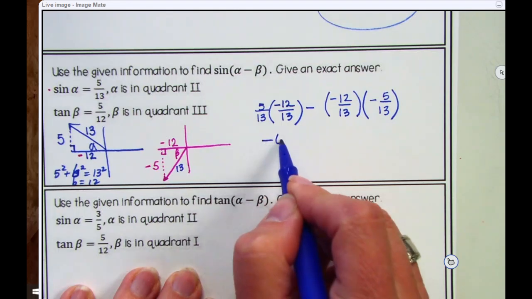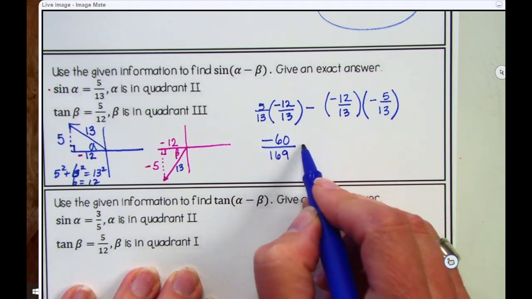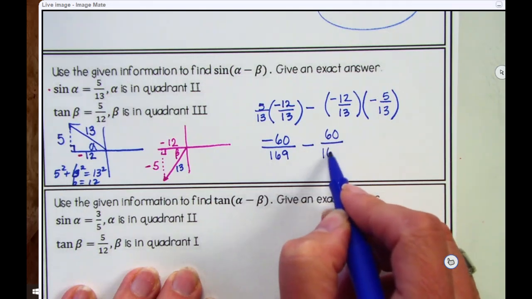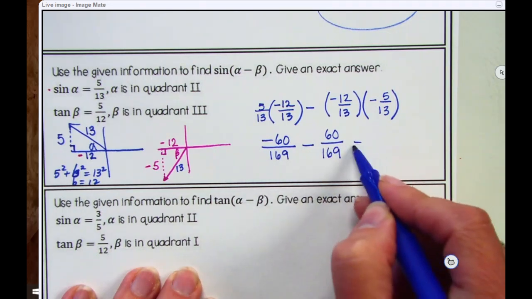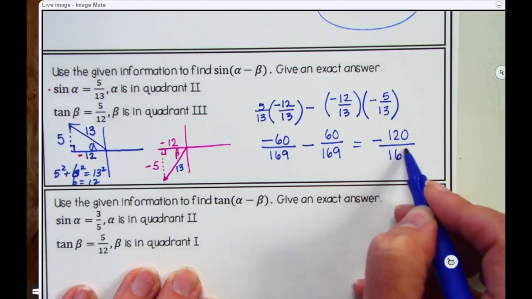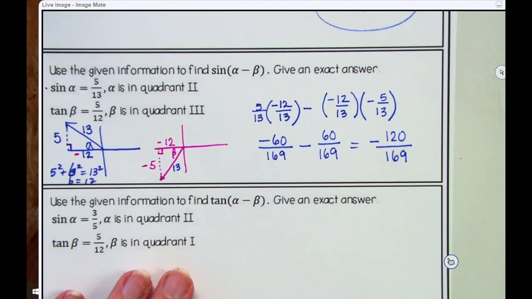So we're going to have negative 60 over 169 minus 12 times 5 is 60 over 169. They're both negative, so I get negative 120 over 169. Are we better with the formulas than we are the fractions, maybe? Should we do one more? All right, let's do one more.